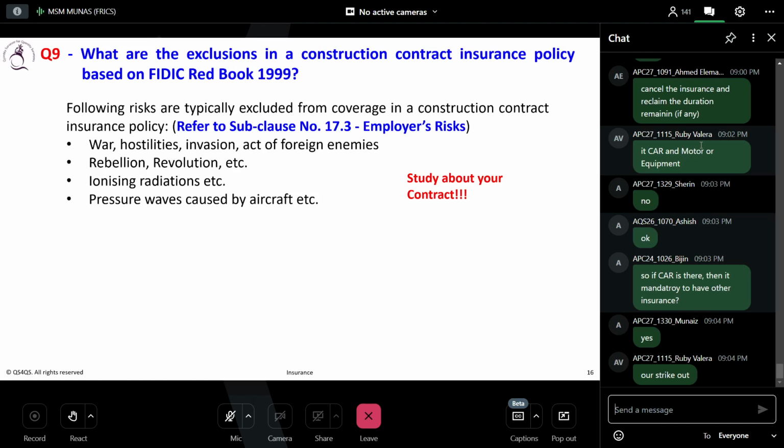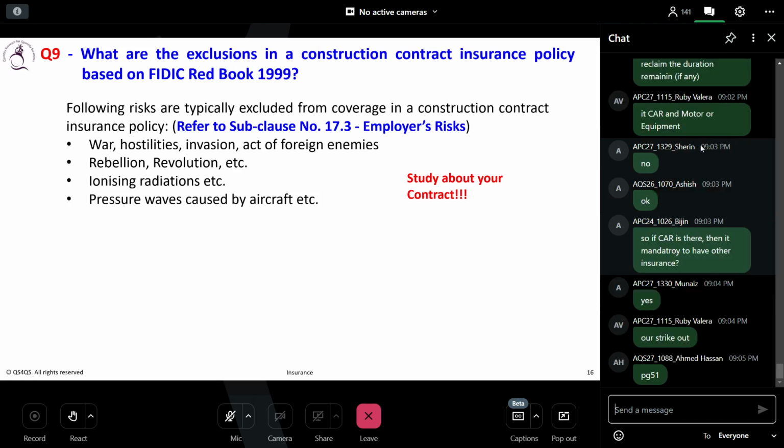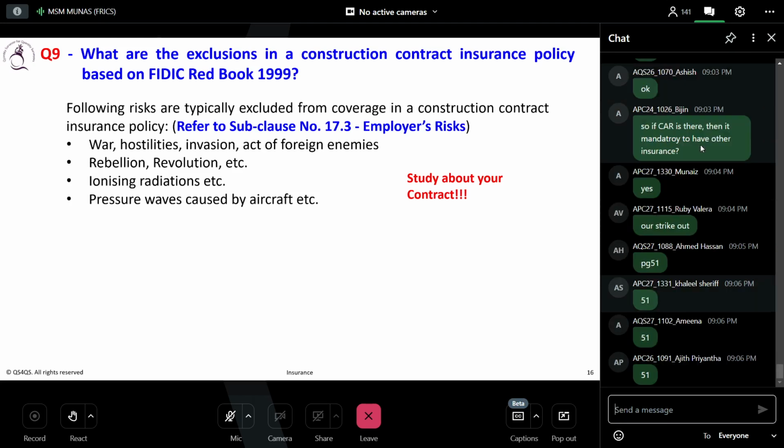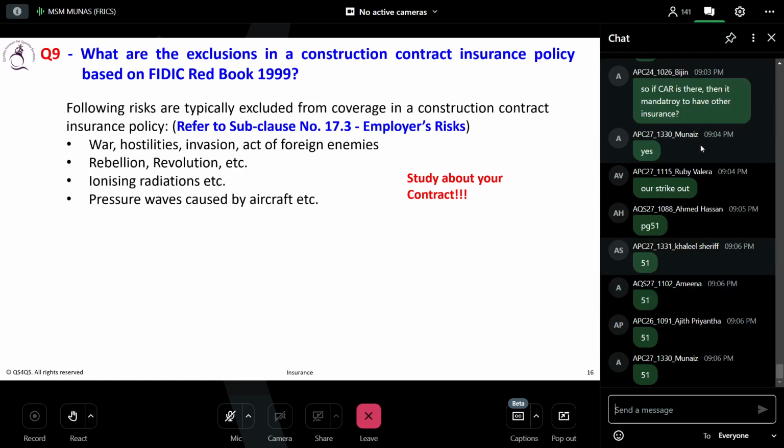What do you mean by employer's risk? This is a risk for which the contractor doesn't take any responsibility. Okay, I have just noted this answer, but you can see 17.3. What is the page number? 51. Very good. It says very clearly, number 1, war, rebellion, riot, everything, up to A, B, C, D, E, F, G, H. It is employer's risk.